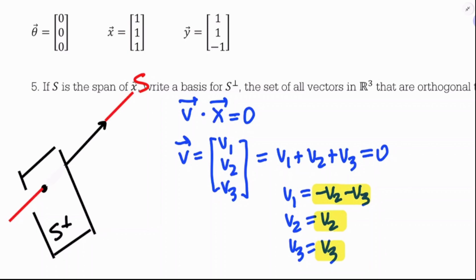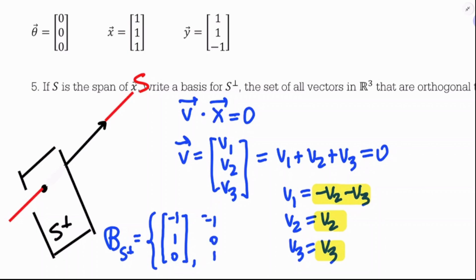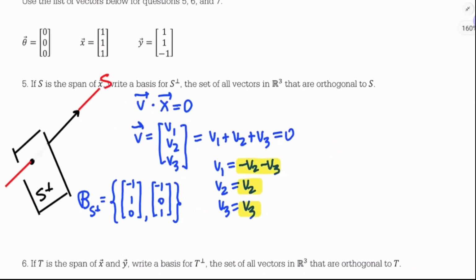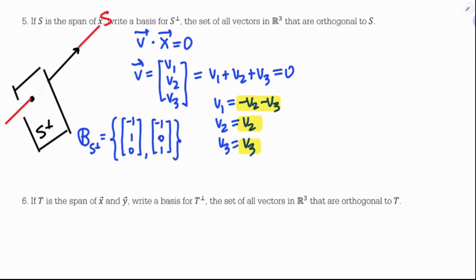And I'll say, all right, well, the basis for S perp is going to be, factoring out V2, I have negative 1, 1, and 0. And factoring out V3 would be negative 1, 0, 1. Yeah, I knew that doing this one a little more algebraically would be good before I reminded you of the general technique for finding an orthogonal complement.